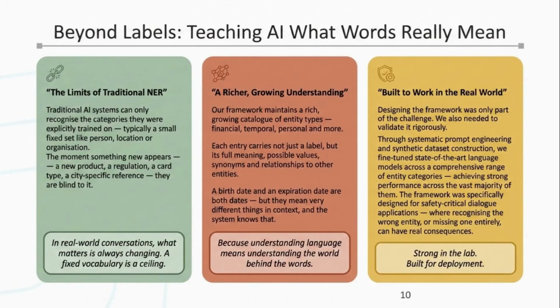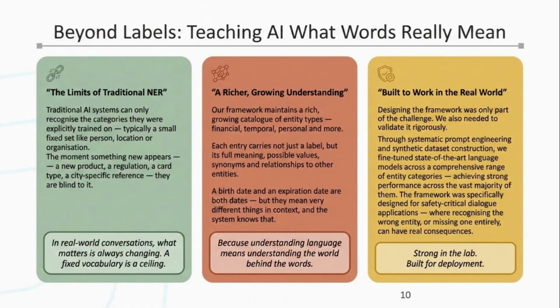In rapidly changing real world environments, that rigidity is a fundamental limitation. Our framework takes a different approach. Rather than a fixed taxonomy, we maintain a rich, growing catalog of entity types spanning financial information, geographic data, personal identification, temporal expressions, and more. Each entry carries not just a label, but its full definition, its possible values, its synonyms, and its relationships to other entities. A birth date and expiration date are both dates, but they mean very different things in context, and the system knows that. New entity types can be added without training the underlying model, and the system can recognize entirely new types it has never explicitly seen or been trained upon before.